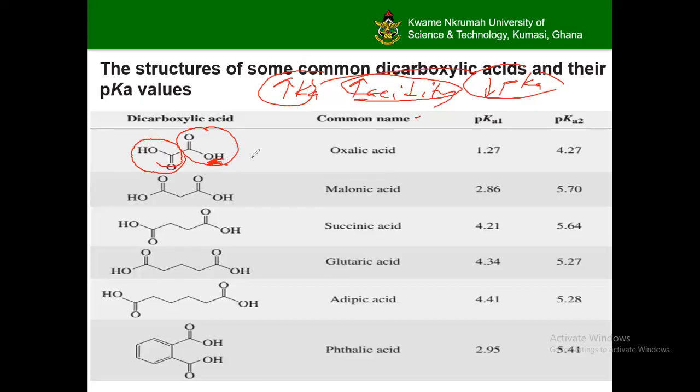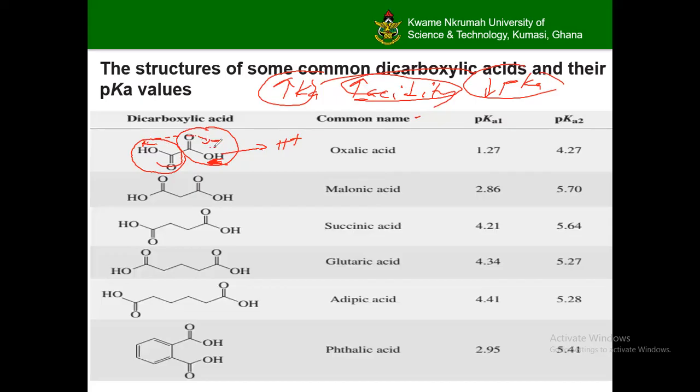Now, after losing the H plus, the anion formed is stabilized by hydrogen bonding, which is specifically intramolecular. Now, note this: assuming I lose this hydrogen, H plus, the anion formed here is stabilized by intramolecular hydrogen bonding. Very important. So the interaction we are talking about here is this hydrogen interacting in a way with this hydrogen.